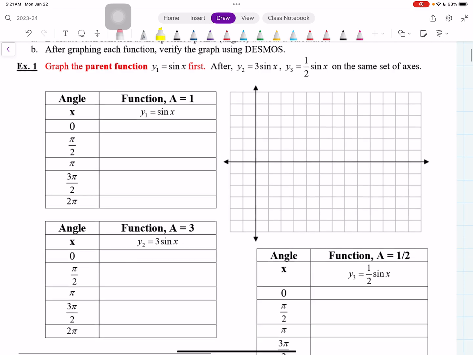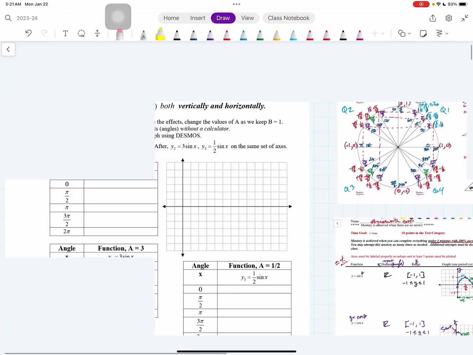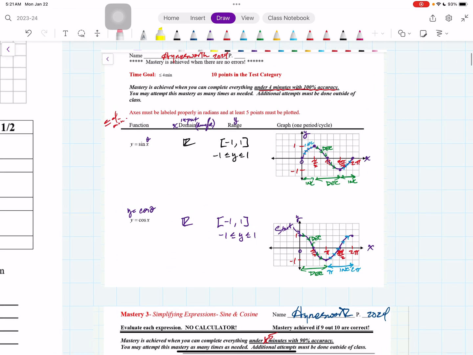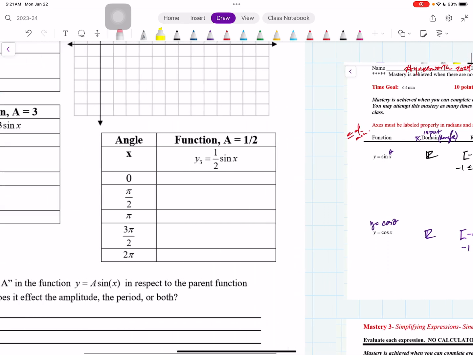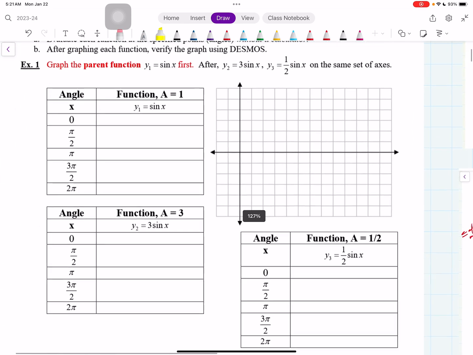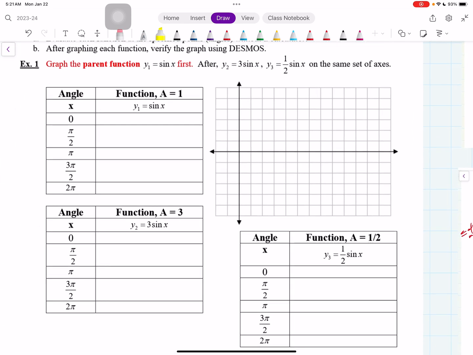The first thing we do is graph the parent function first. And by the way, that was a mastery, we did that in Mastery number 2. So you should be good with graphing sine and cosine easily. And remember, minimum 5 points. So let's graph the parent function first, sine of X. Then we're going to change A and figure out what it does to the function. All right, so here we go.